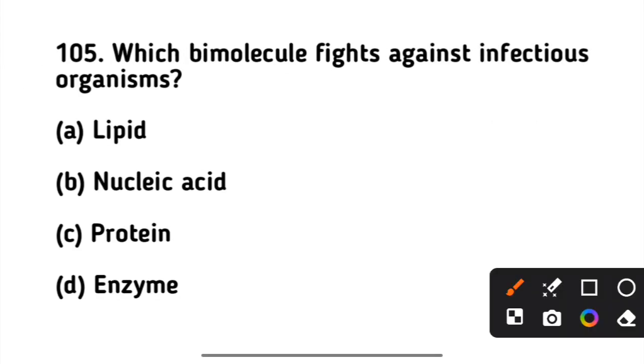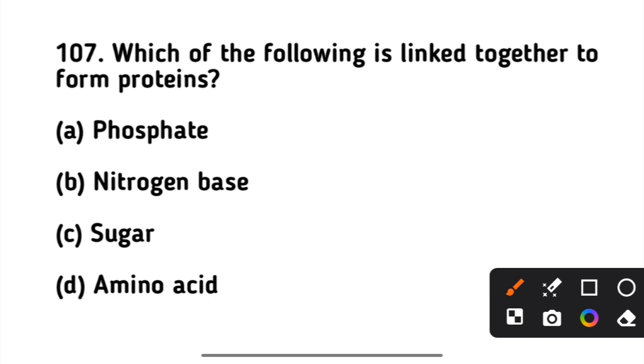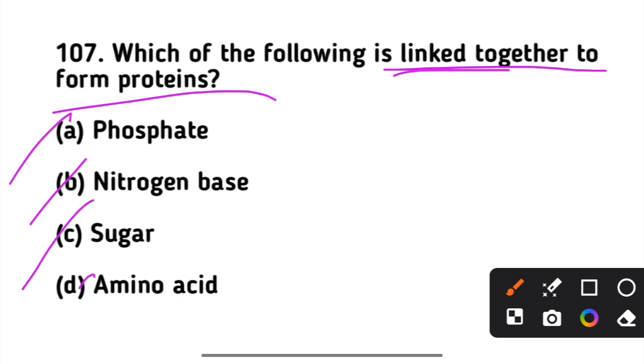Next, which biomolecule fights against infectious organisms? Lipid, nucleotide, protein, enzyme. Option C is correct, protein. Next, which of the following is linked together in protein synthesis? Proteins are linked amino acids. Option A is phosphate, nitrogenous base, sugar, amino acid. Option D is correct, amino acid.